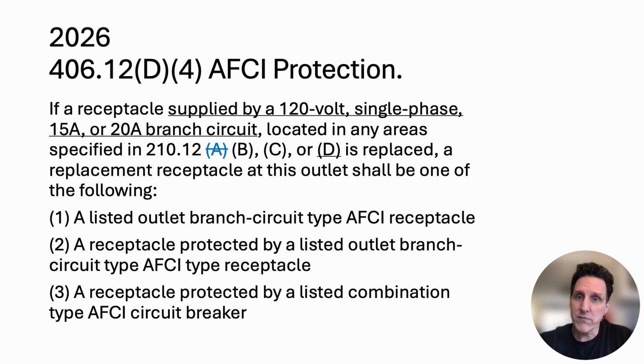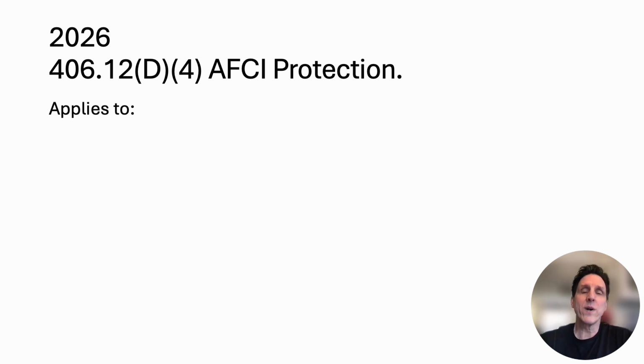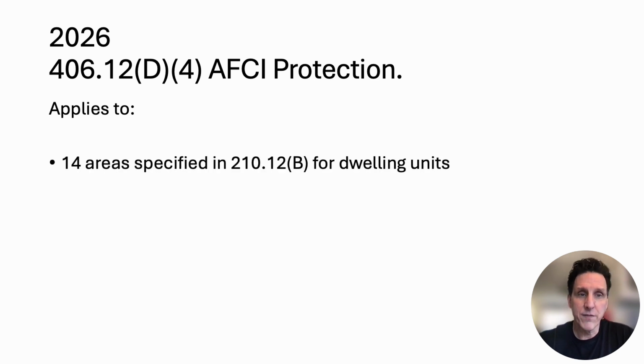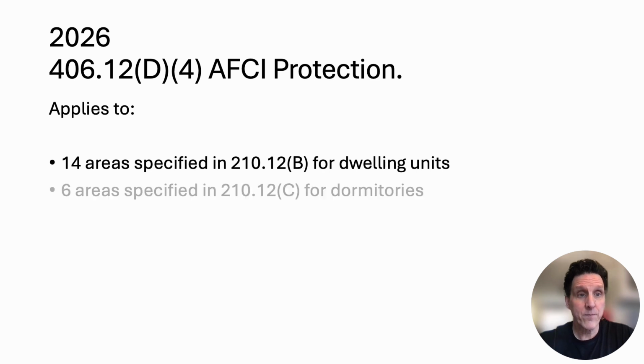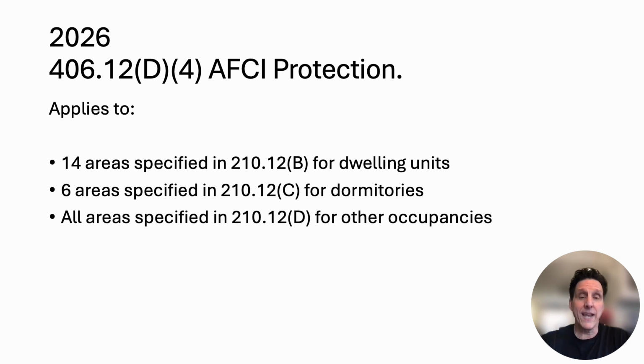So, quick review. For 2026, 406.12(D)(4) is going to apply to the 14 areas specified in dwelling units, the 6 areas specified in dormitories, and all the areas specified in 210.12(D), which were previously not covered when you were replacing a receptacle in those areas.